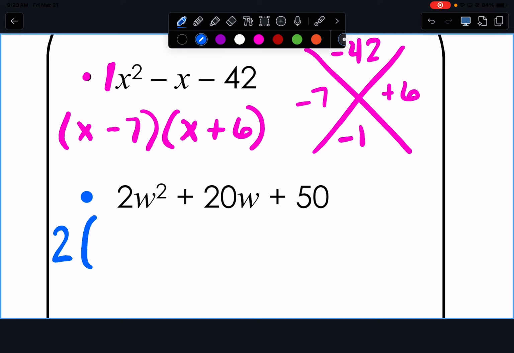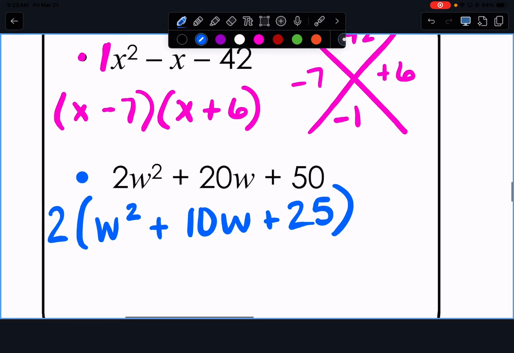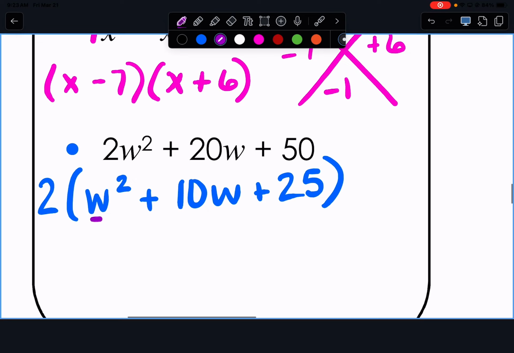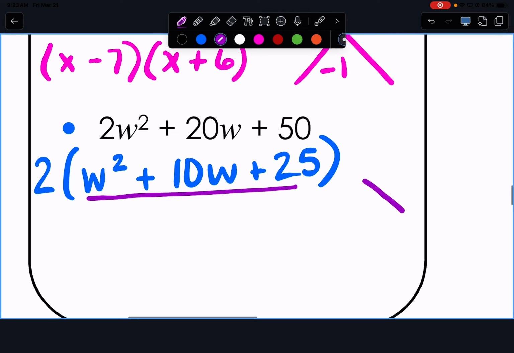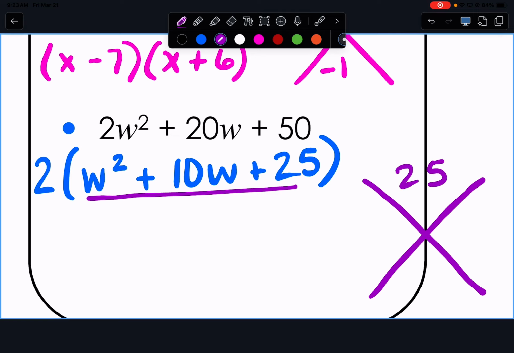When we take out the GCF of 2, what does that leave us with? It'll give us w squared plus 10w plus 25. So inside that parentheses, what is my A? 1. And what is C? We can do the tree. What is A times C? 25. What is B? What multiplies to give you 25 but adds to give you 10? 5 and 5.